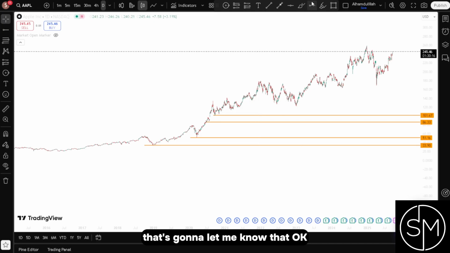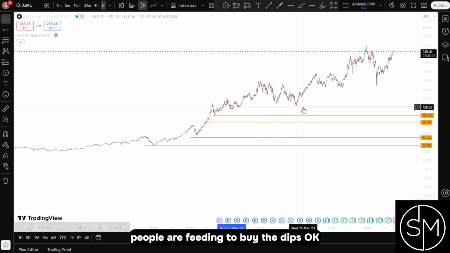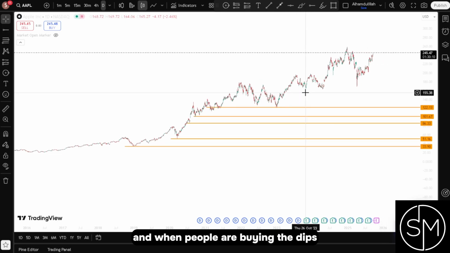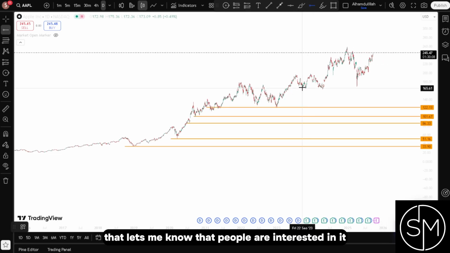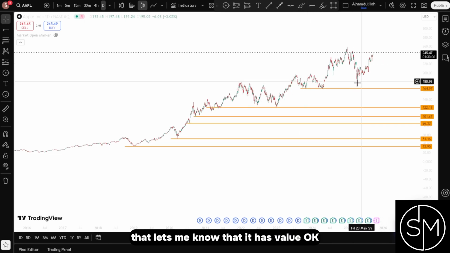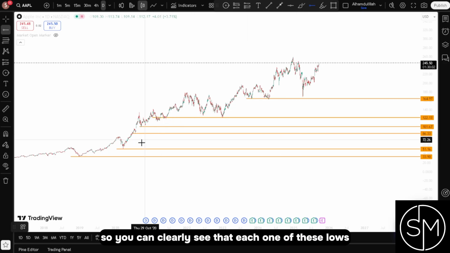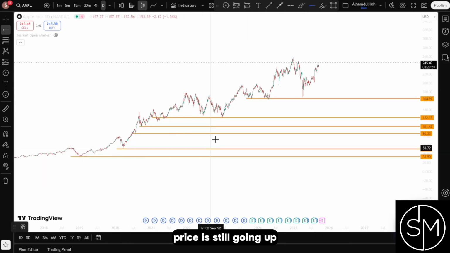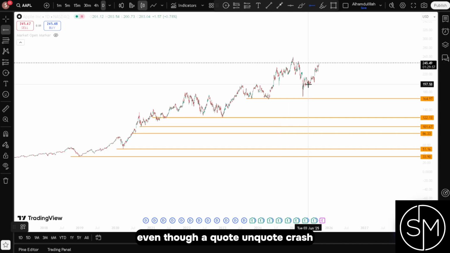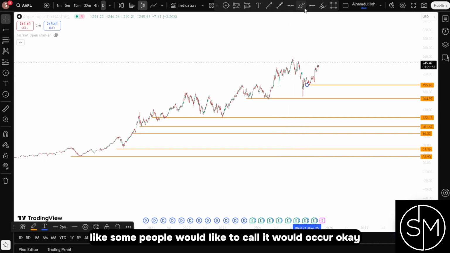Okay, that lets me know that people are fiending to buy the lows, to buy the dips. When people are buying the dips, that lets me know people are interested in it, and when people are interested in it, that lets me know it has value. So you can clearly see that at each one of these lows, price is still going up, even though a quote unquote crash, like some people would like to call it, would occur.